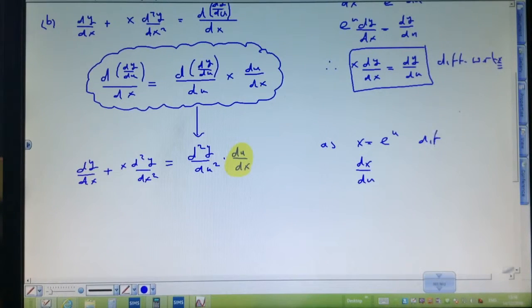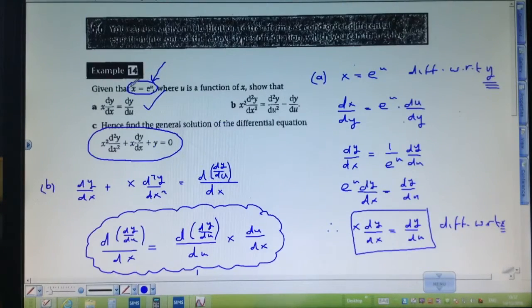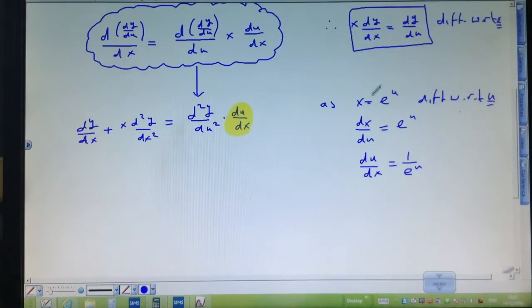I'll write that down there: differentiate with respect to u, and then we're going to reciprocalise it. Differentiating with respect to u gives you e to the u. I'm going to reciprocalise it because it's easier, so you end up with du by dx equal to 1 over e to the u. Resubstituting, because x equals e to the u, that is equal to 1 over x. So that can be replaced with 1 over x.